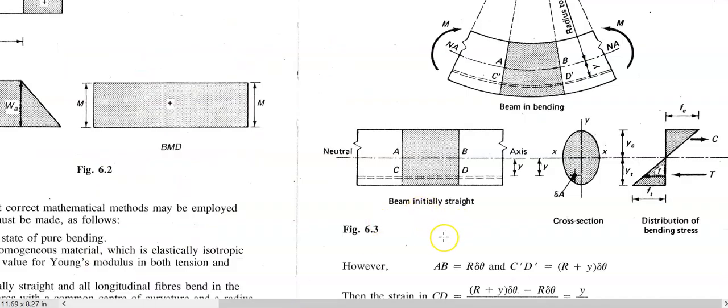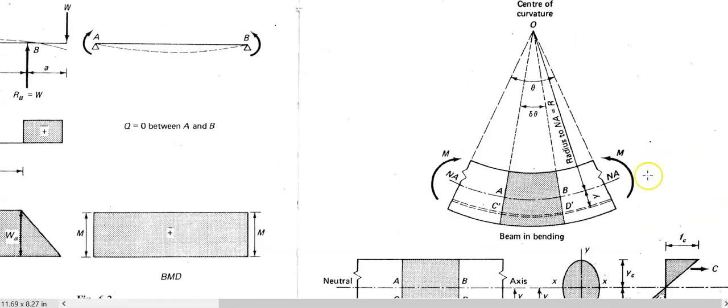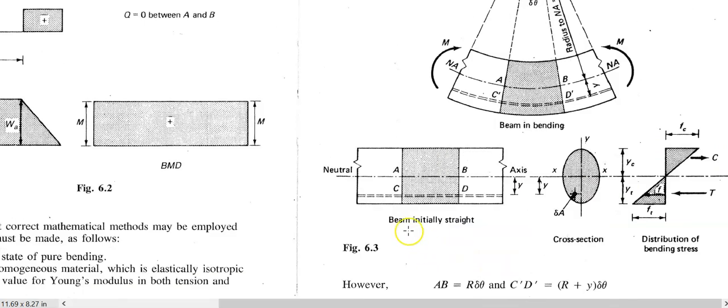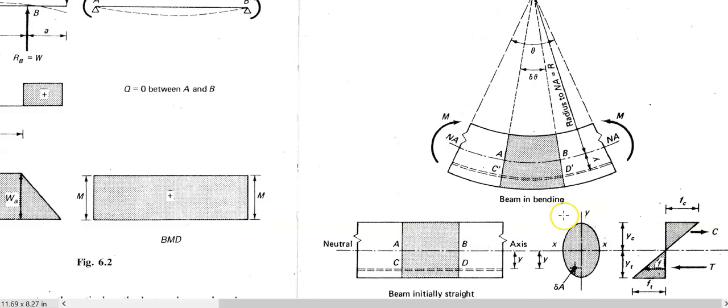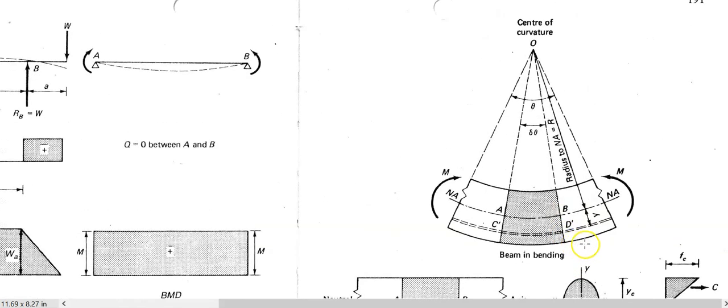So before the forms are removed, the beams are straight. And once the forms are removed, boom, there we go. The beam is bending. So it says beam initially straight with the forms in. Once the forms are removed, the beam is in bending. And of course, people, this here is an exaggeration. That means we've made it much bigger than what it actually is. The beam bends, but very slightly.